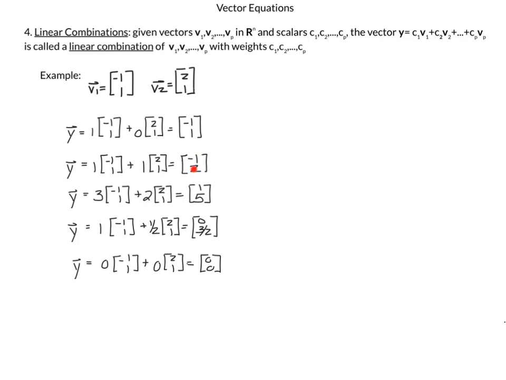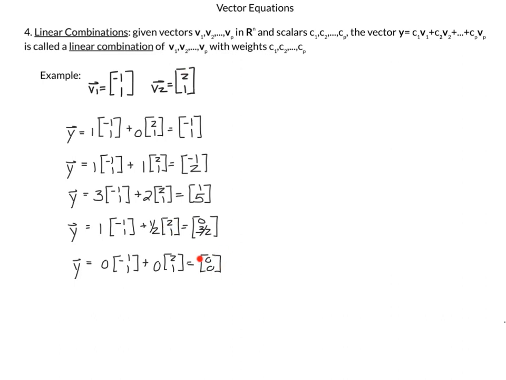Negative 1, 2 is a linear combination of v1, v2 because it's equal to 1 times v1 plus 1 times v2. 1, 5 is a linear combination of v1, v2 because that's equal to 3 times v1 plus 2 times v2. And then 0, 3 halves is a linear combination because that's equal to 1 times v1 and 1 half times v2.